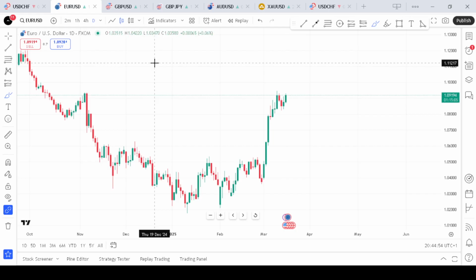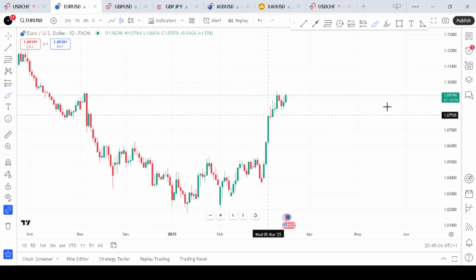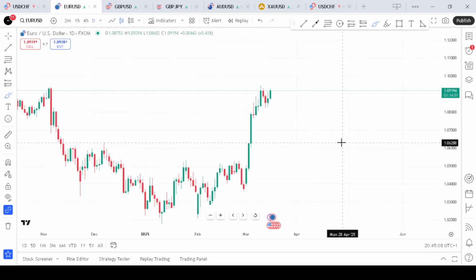So it is important to always put this in mind. You have to monitor the pairs for any particular shifts during any news or economic event, so that you know that when they are going through this news, you stay away from the market.